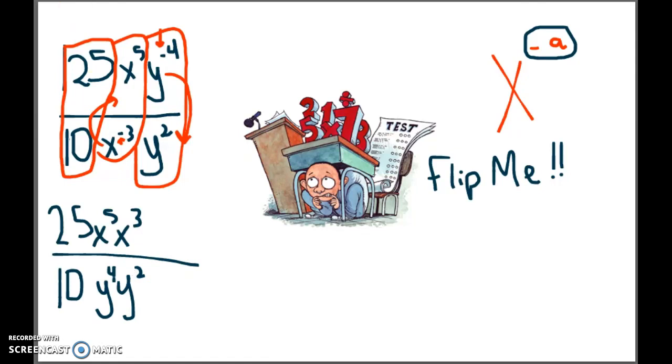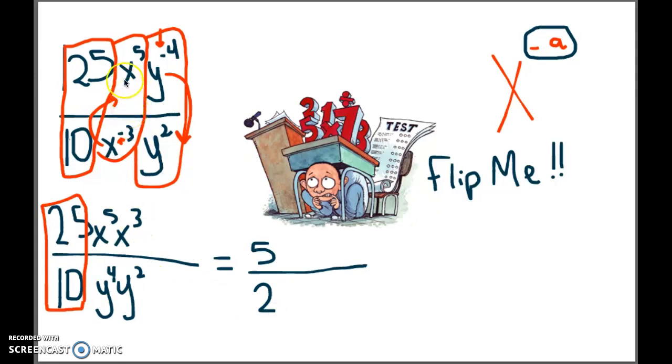All right, now we're going to have a look at our numbers with numbers. Notice that 25 and 10 have a 5 that can be divided. They can both be divided by 5. So if I divide 25 by 5, I get 5. If I divide 10 by 5, I get 2. So I've simplified the numbers with the numbers.